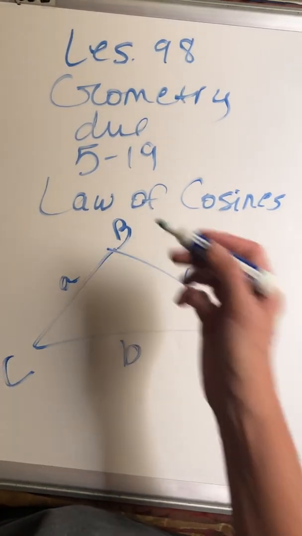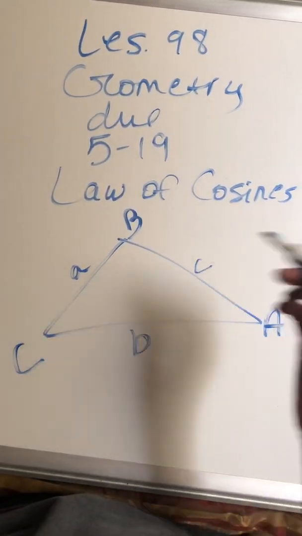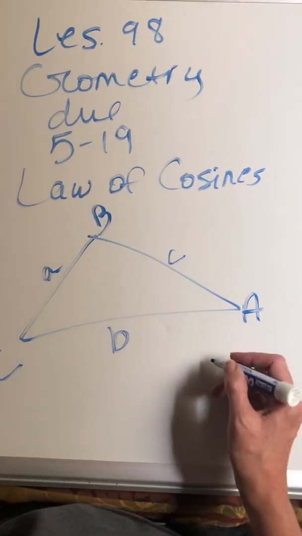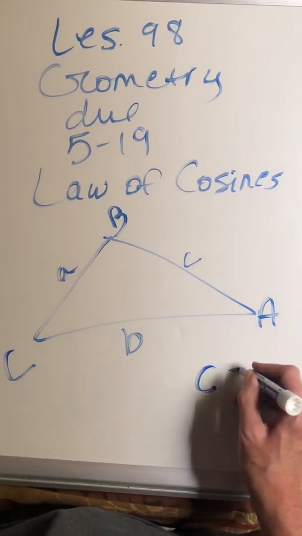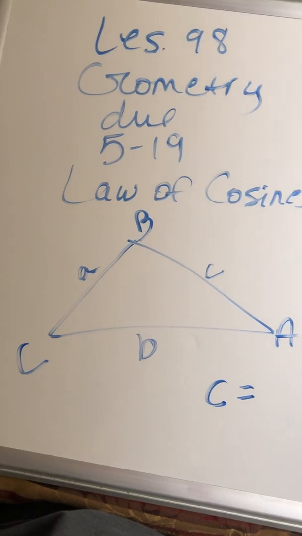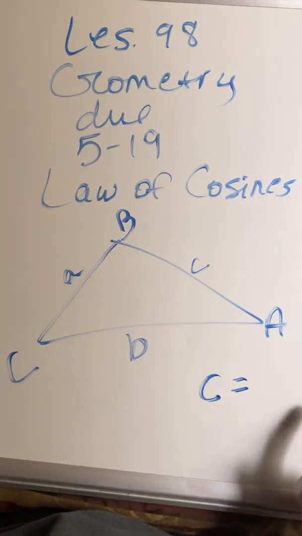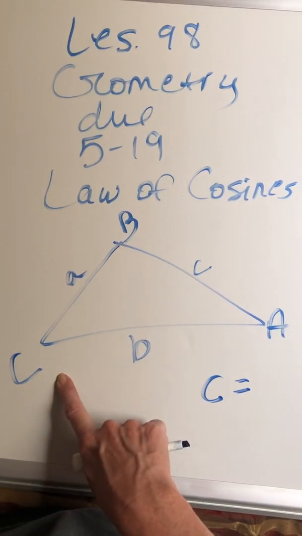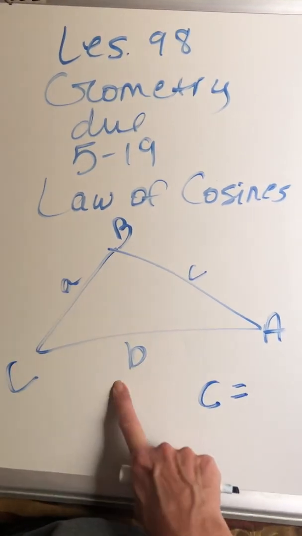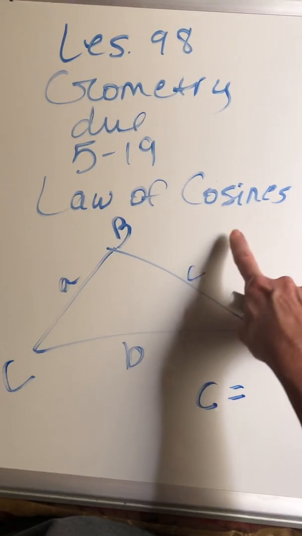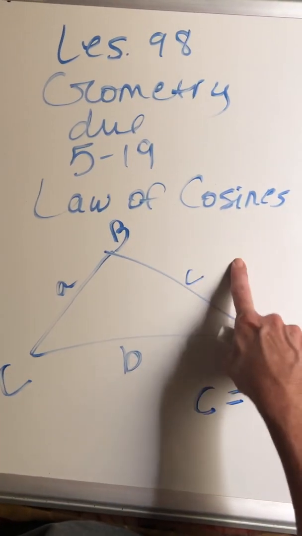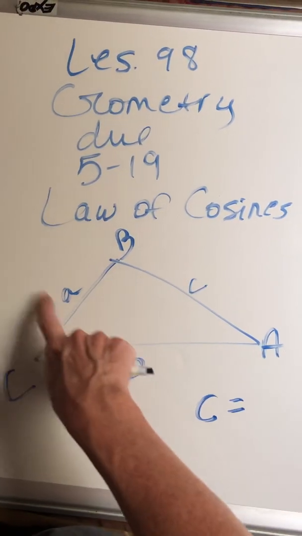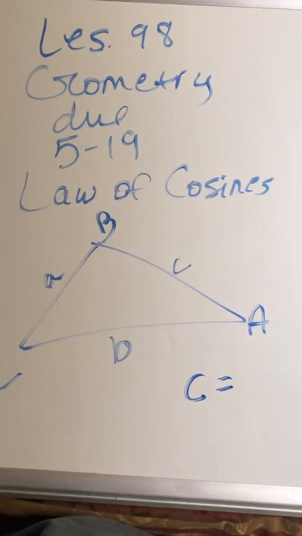You always put angle B across from side B. You always put angle C across from side C. Okay? So if I want to find side C, then I better have angle C. And I look for the sides around the angle. So I don't have side C, but I better have angle C, and I better have sides A and B, or I can't do this.